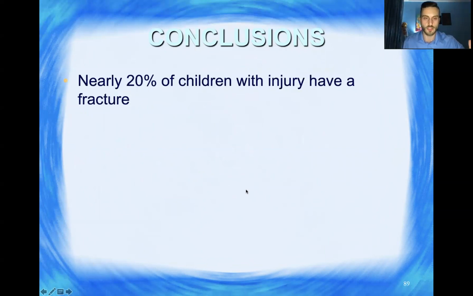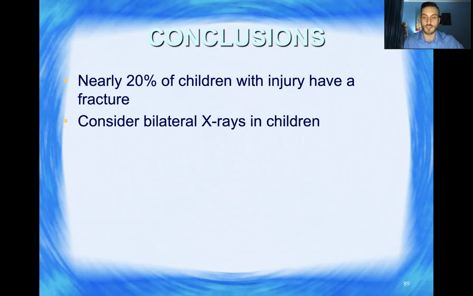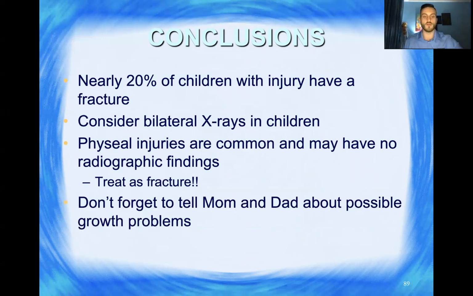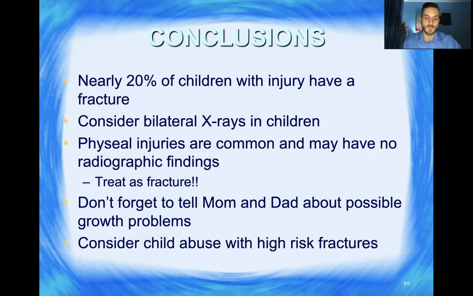In conclusion, nearly 20% of children will have an injury or fracture in their life. Consider always bilateral X-ray, rule of 2. Physeal injuries are very common, but sometimes you can't see them on X-ray, so treat as a fracture until proven otherwise. Don't forget to tell the family that they may have growth disturbances. And finally, please don't forget child abuse.